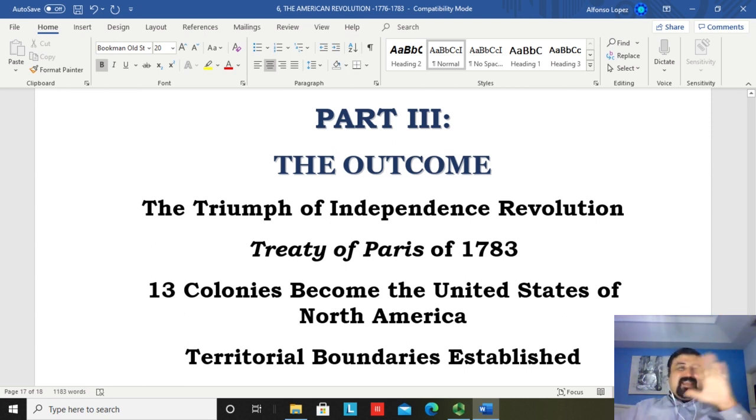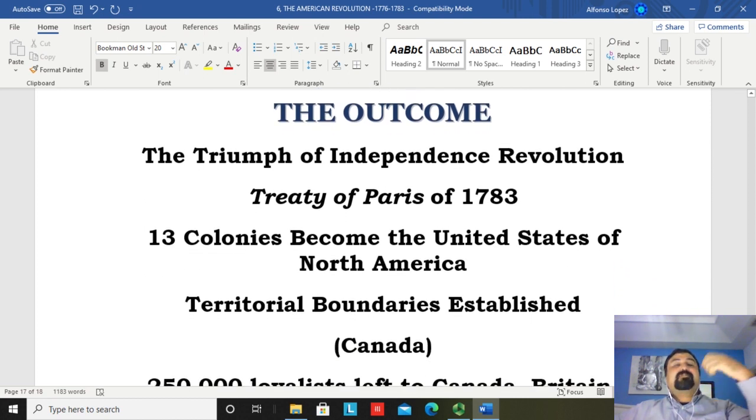So finally, part 3 is going to be quick. This is pretty much looking at the outcome itself. By 1783, Great Britain had to let those colonies go. It is going to recognize the independence of the 13 colonies in a treaty signed in Paris, France, the Treaty of Paris of 1783. This is the triumph of the independence revolution. Finally, Great Britain acknowledges the independence of the colonies in this treaty.